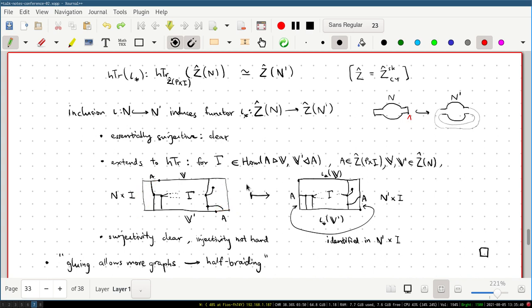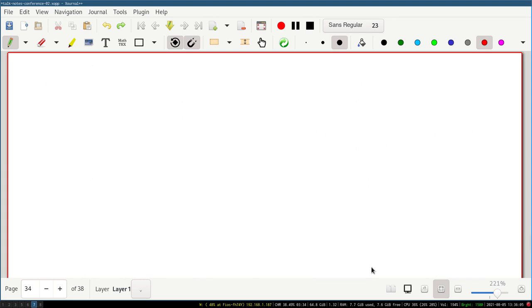Okay, surjectivity is not hard to show in terms of the morphism space. Injectivity is also not too hard. Essentially, gluing gives more space, allowing us to draw more graphs, and the graphs that go around like that correspond to half braidings in the center. That's essentially the key point.